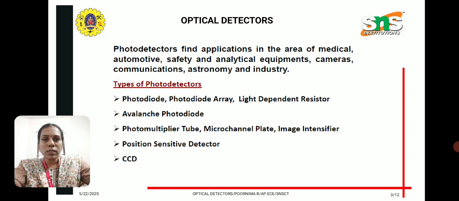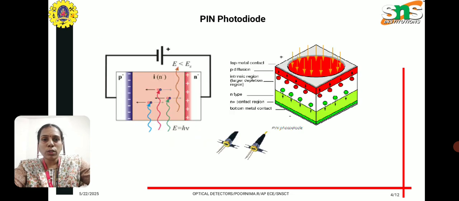Optical detectors are used in various applications like automotive, safety and analytical equipment, communication, astronomy and industry. These photodetectors have various types like photodiodes, such as the pin photodiode and avalanche photodiode, and also photomultiplier tubes, etc. We are going to see the pin photodiode and avalanche photodiode in detail.